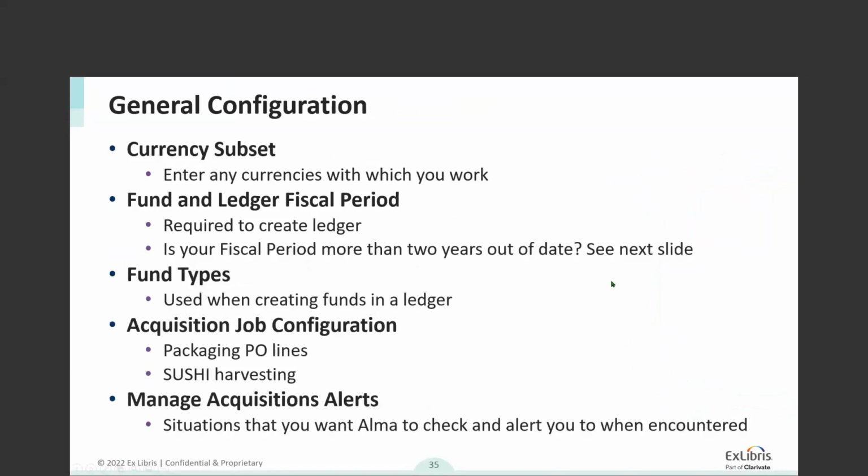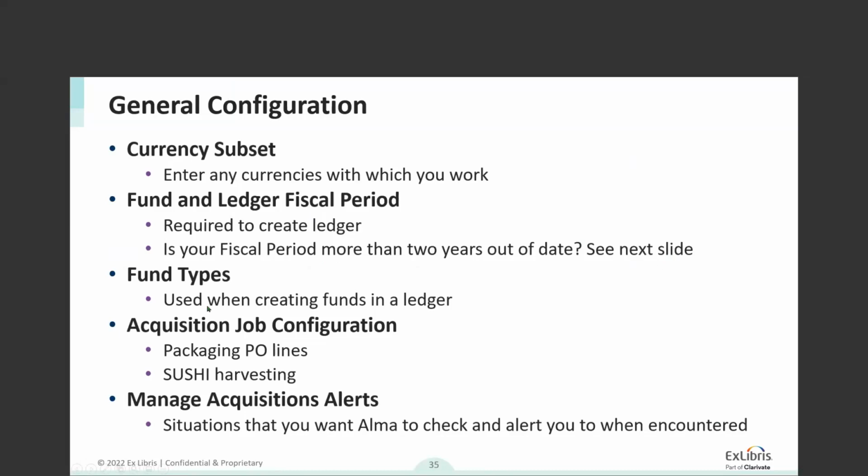So some configurations you need to pay attention to. Currency. Now your current country's currency is already set up. If you work with other currencies, you'll need to edit that. Your fund and ledger fiscal period. You have to have this to create a ledger. If your fiscal period is more than 2 years out of date, you need to open a case with support for them to help you get that caught up.